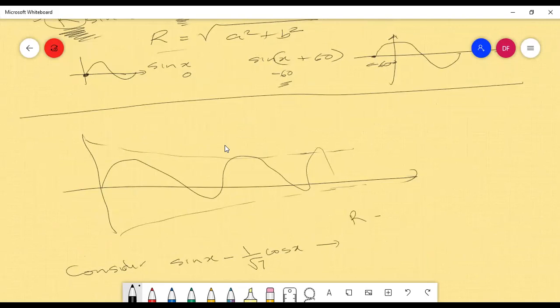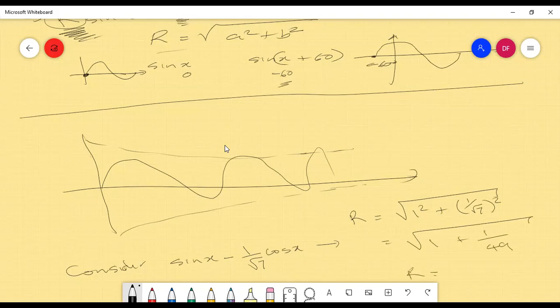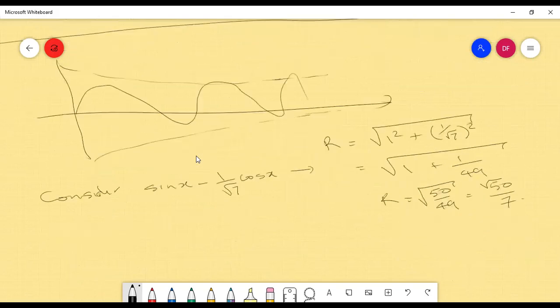So what is my r? My r is going to be equal to 1 squared plus 1 over root 7 squared. So that is going to be equal to 1 plus 1 over 49. So 49 over 49, so the r is equal to square root of 50 over 49. Square root of 49 is 7, so it's root 50 divided by 7. So that is the amplitude of the sine plus cosine part. So the maximum current.